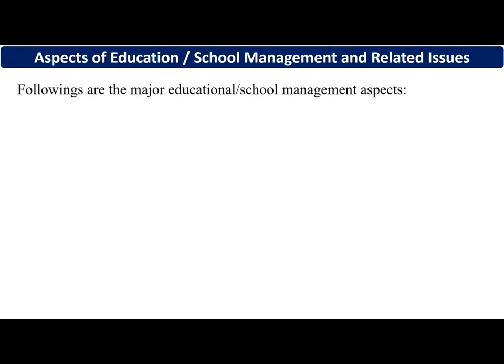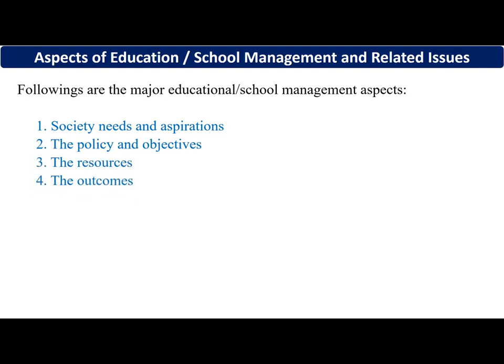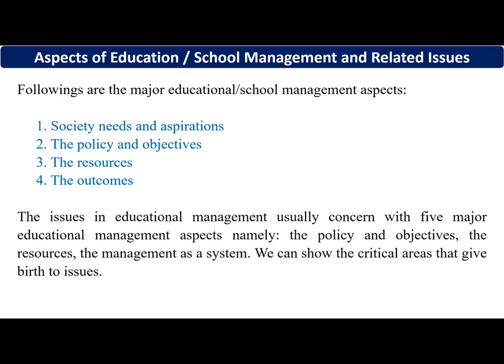Then there are some aspects of education like school management and related issues. Following are some of the major educational or school management aspects. The first one is society's needs and aspirations. The other ones are the policy and objectives, the resources, the outcomes. So the issues in educational management usually concern five major aspects, namely the policy and objectives, the resources, and the management as a system. So we can show the critical areas that give birth to issues.